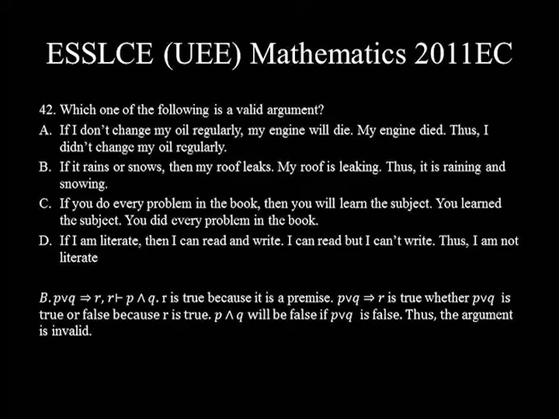P and Q will be false if P or Q is false. The conclusion has a chance to be false, thus the argument is invalid.